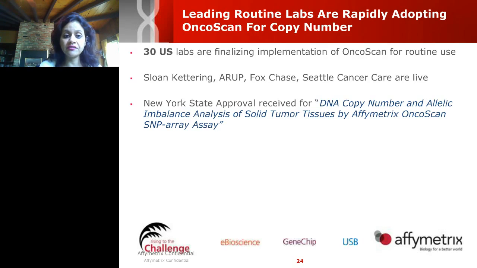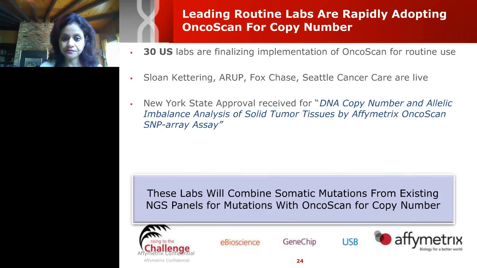The OncoScan FFPE assay kit has also received New York State approval for DNA copy number and allelic imbalance analysis of solid tumor tissues using the Affymetrix OncoScan SNP array assay. And this was received within 6 months of us making the kit available. So how are these routine use labs using OncoScan? These labs will combine somatic mutations from existing NGS panels for mutations with OncoScan for copy number detection.